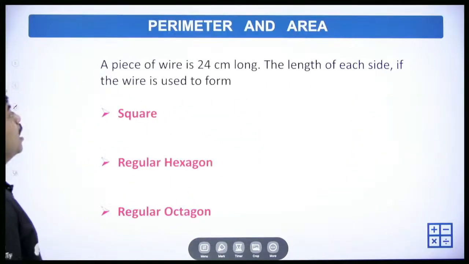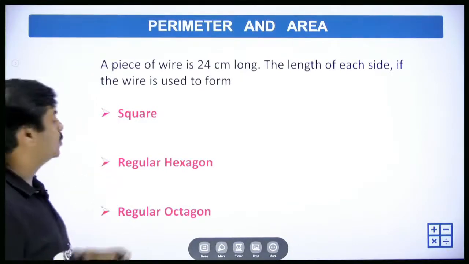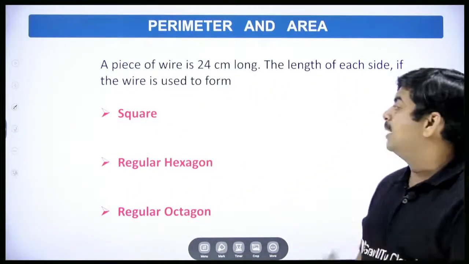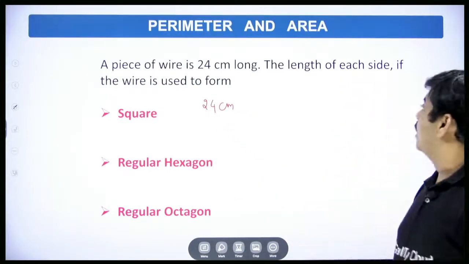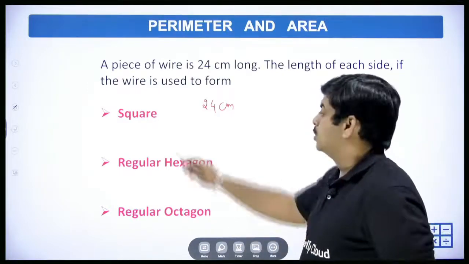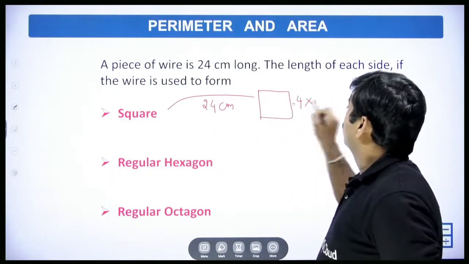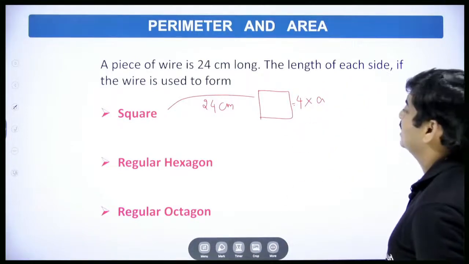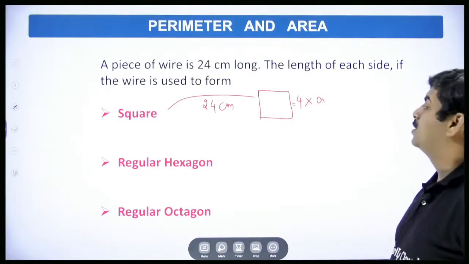Next one. A piece of wire is 24 centimeters long. The wire is used to form a square, a hexagon and an octagon. Find the length of each side. Once again, let's try to understand. A piece of wire 24 centimeters long, if it is used to form a square, all the sides are equal, so the perimeter becomes 4 times a. What is the side length?